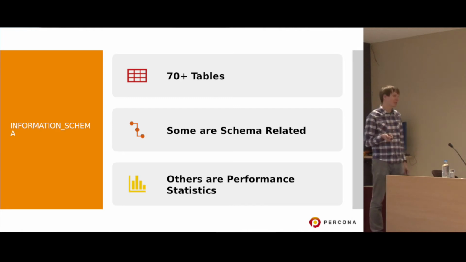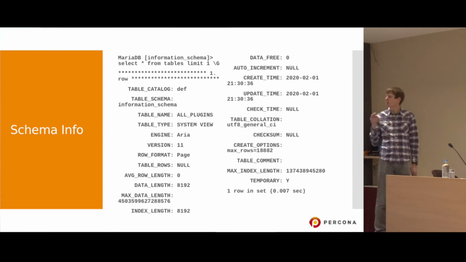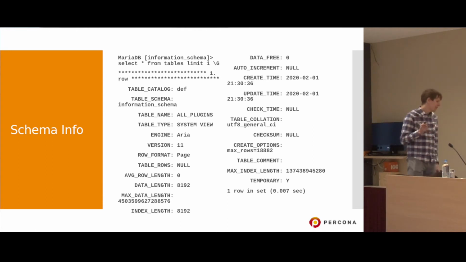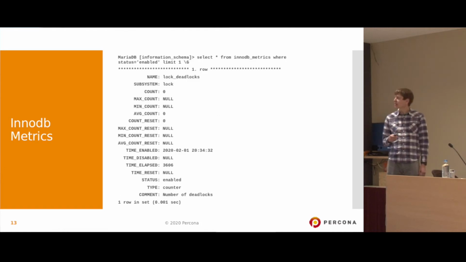Okay, moving on to information schema. In the information schema for MariaDB, there are more than 70 tables. Many of them contain information about the schema and other data objects which exist in MySQL. There are others which are information related. For example, this is what you can see about table information. There is a lot of helpful data to understand space usage by different storage engines, and so on and so forth. And there is also data such as InnoDB metrics, which contains performance data.